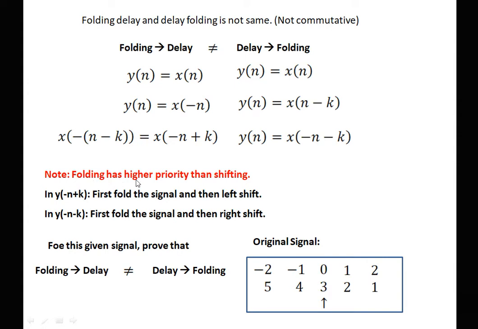Folding has the higher priority than shifting. In x of minus n plus k, first fold the signal and then shift the signal to the left. And the second operation that we are going to see now, that is x of minus n minus k, first fold the signal and then shift the signal to the right. Now this is one exercise for you: prove that folding delay is not equal to delay folding.